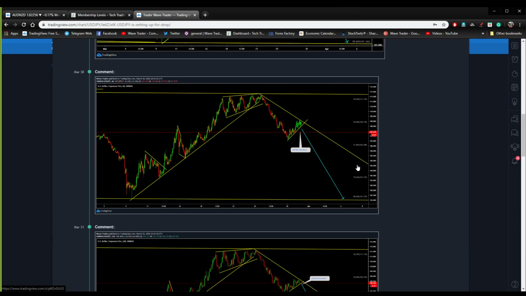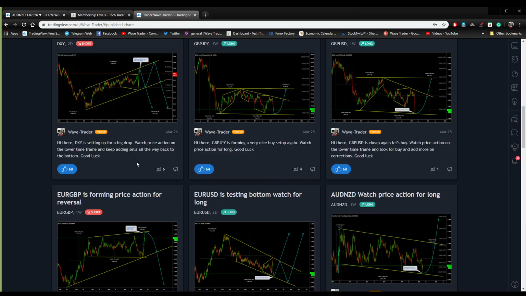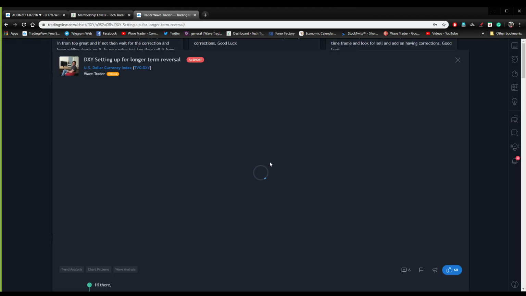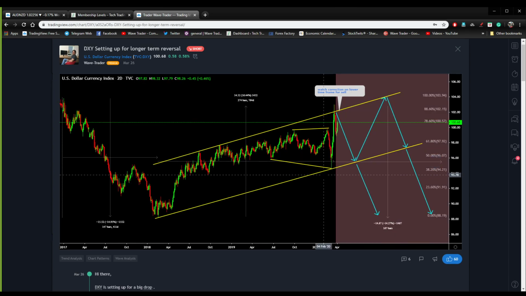Dollar yen is also doing good. Now the dollar index is forming a bigger correction. As I said last week, start looking at the correction from lower time frame to bigger time frame. The correction went from lower to bigger time frame. We are having a correction on the 4-hour time frame on the dollar index. So next week you are looking for this correction to break out aggressively to the downside.